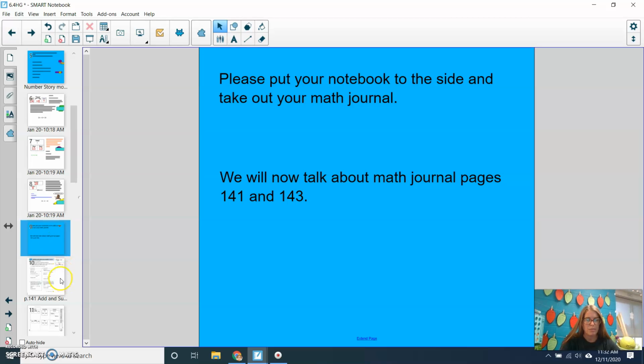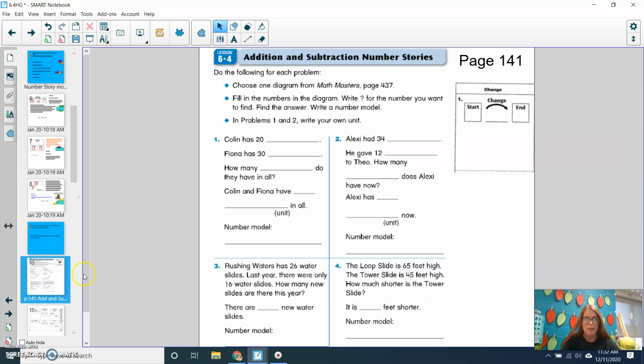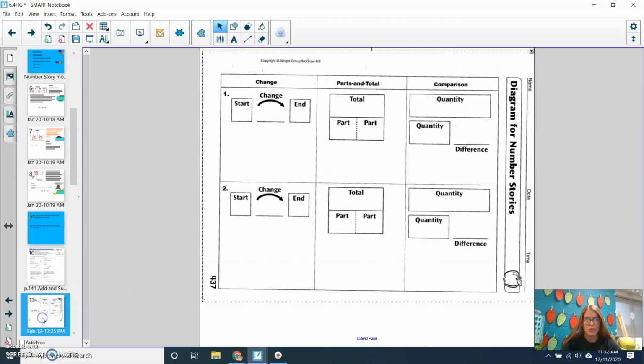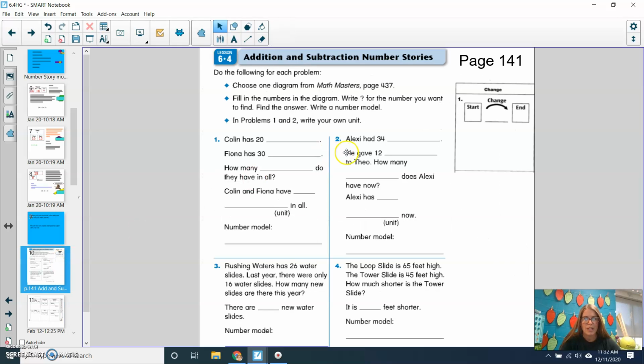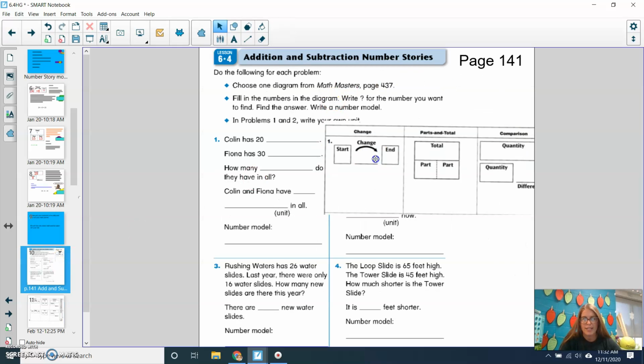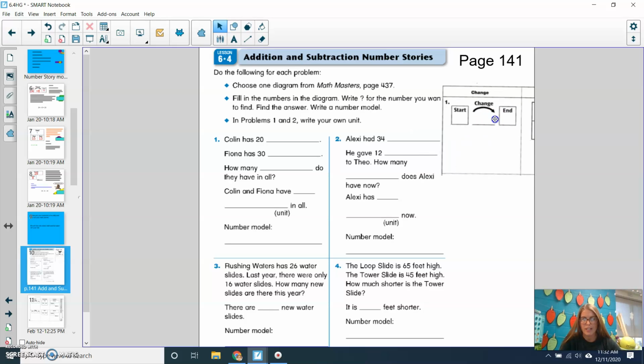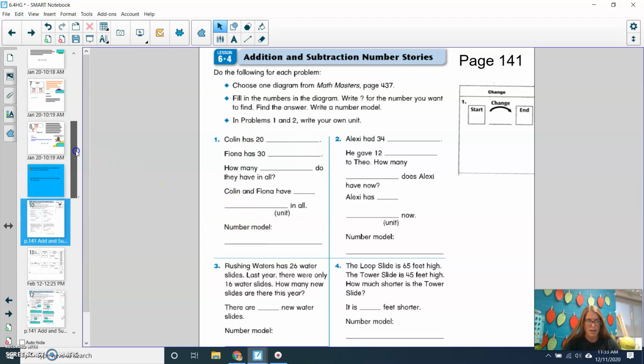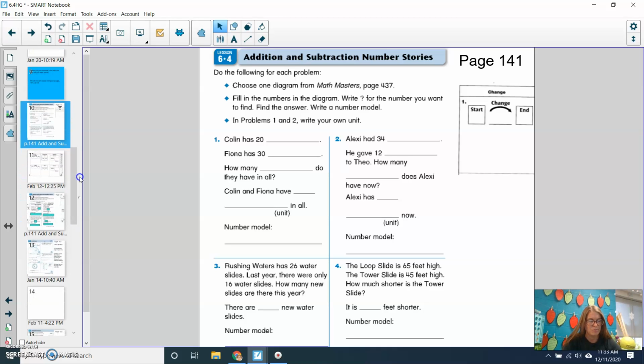All right, so now let's use what we know and apply that in our math journal. So if you can open up to Math Journal page 141, I'm also going to ask that you use MathMaster page 437 if you have it available. And I'll talk about how you will use that. So you're going to choose one of the diagrams from that page to fill in the numbers and then write our question mark for the number that you want to find. So in problems 1 and 2, you get to choose your own unit. And if you'd like, we could do problem number 1 together. So let's talk about problem number 1, and then you'll do the rest on your own.